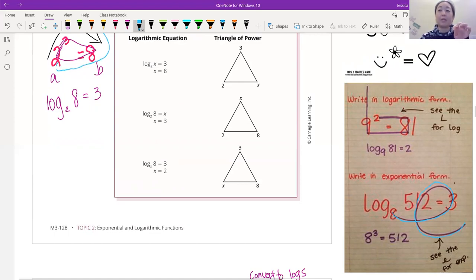So 8 to the 3 is equal to 512, right? And this only works if your argument is on the right. If it looked like this, where 3 is equal to log base 8 of 5, you can't do that. You would definitely write it wrong. So you have to make sure that your exponent is over there on the right.